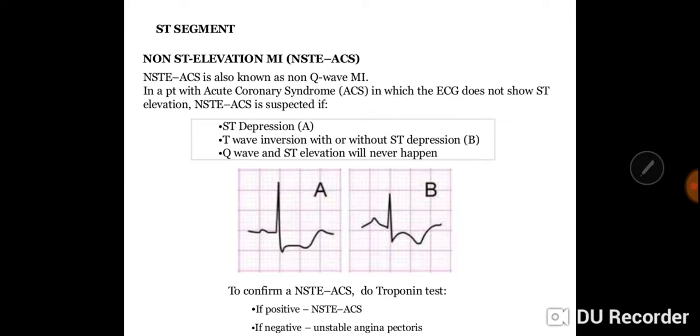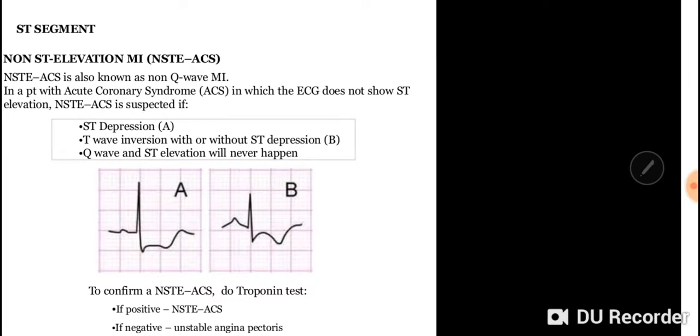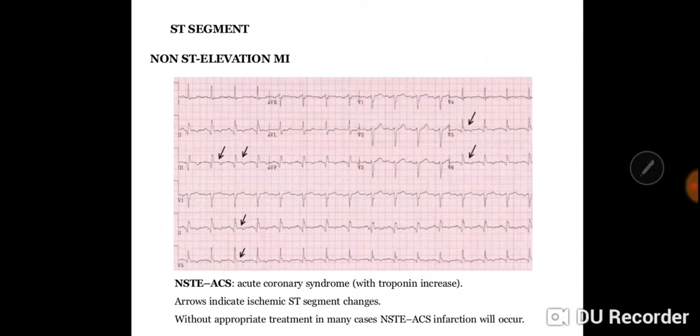In NSTEMI, usually you've got a T wave that is inverted. Myocardial infarction, non-ST elevation. The ST might be depressed. The difference between ischemia and this is that the troponins or the cardiac enzymes are positive in infarction and not present in ischemia. So if it's negative, it's unstable angina with chest pain.